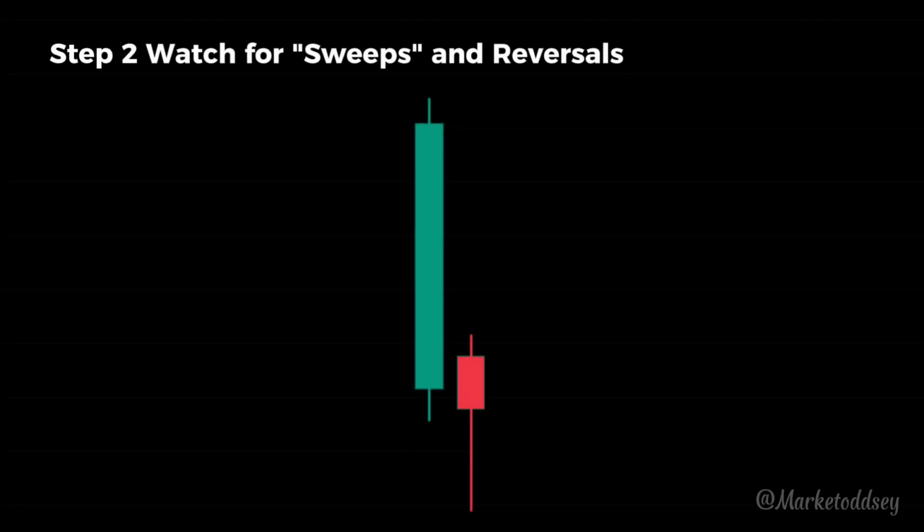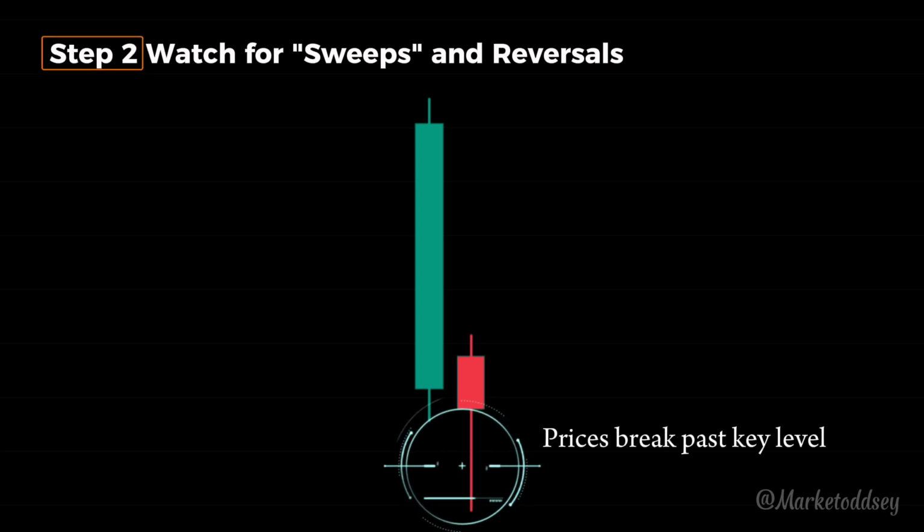Step 2. Watch for sweeps and reversals. If prices break past a key level but quickly reverse, leaving a long wick, it's a sign of manipulation.